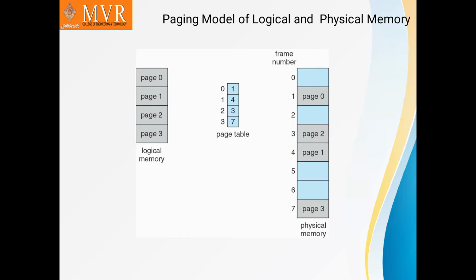Paging model of logical and physical memory. Dear student, clearly observe this program, this page. Here the logical memory has page 0, page 1, page 2 and page 3. There are 4 pages, that is page 0, page 1, page 2, page 3.